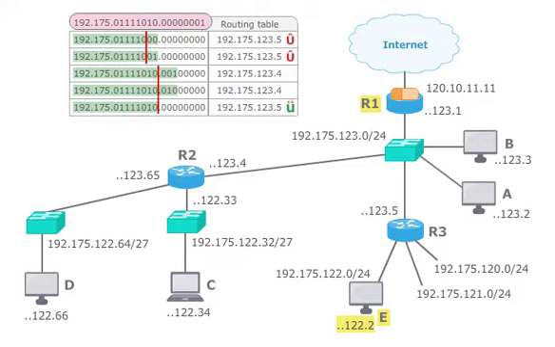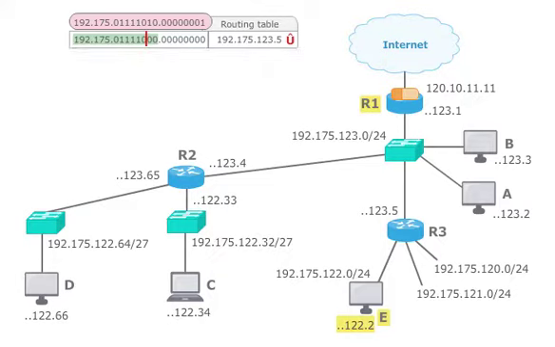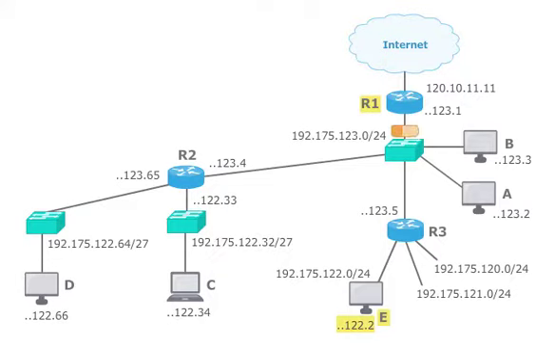The check provides the following result. Only the fifth entry matches the destination address for the required length. The result is unambiguous. The datagram is sent to router R3 with the IP address 192.175.123.5 and is provided to the destination host E via the router.